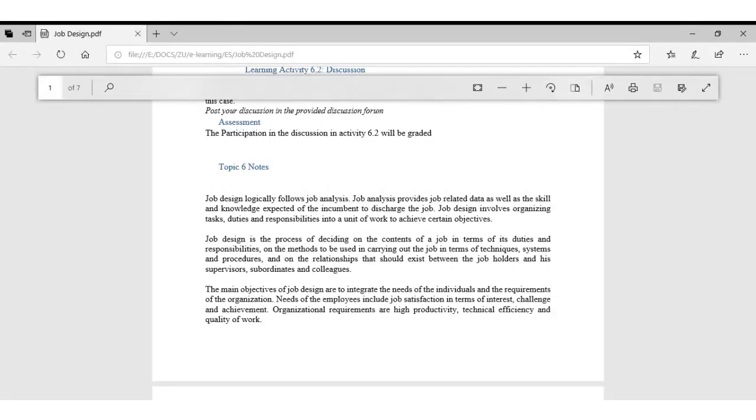And this is based on duties, responsibilities, to enable you discharge or carry out the duties well. So you even have the methods to be used in carrying the job right. The systems. What are the systems and the procedures? What is the relationship that should exist between the incumbent or the job holder, and the supervisors and the subordinates, those who report to you, and your colleagues, those who you could be working with on the same line. So that is what we have under job design.